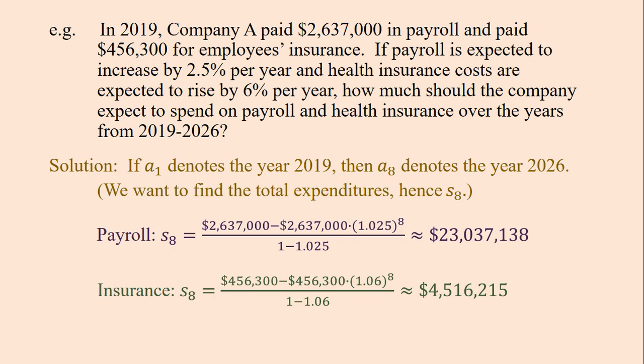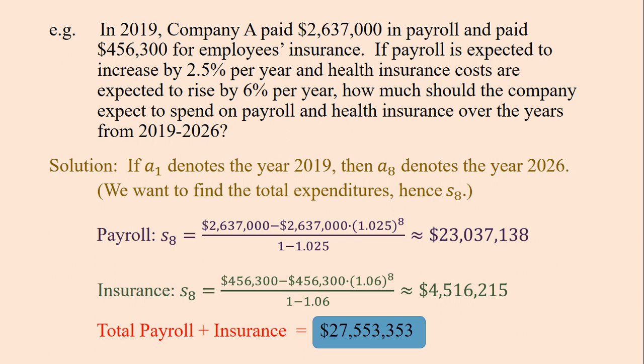Health insurance is a sub 1 minus a sub 1 times r to the 8th over 1 minus r. And what you'll notice here is r is 1.06. And I got that by taking 100%, adding 6% for the increase. 106% converted to a decimal is 1.06. So health insurance, they'll spend about $4.5 million over the 8-year window. Hence, total payroll plus insurance will be $27,553,353, give or take.